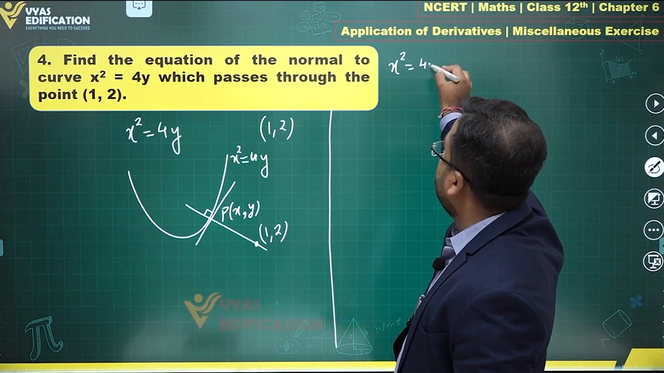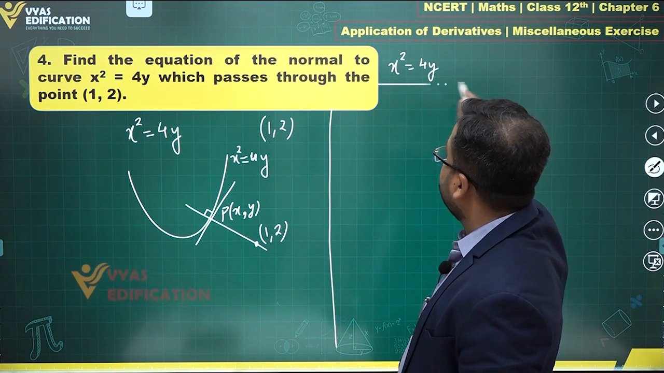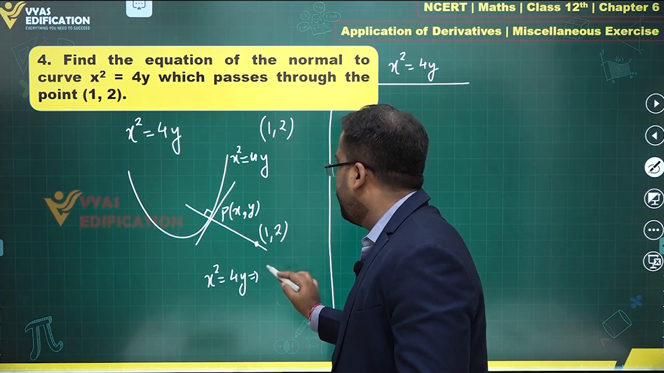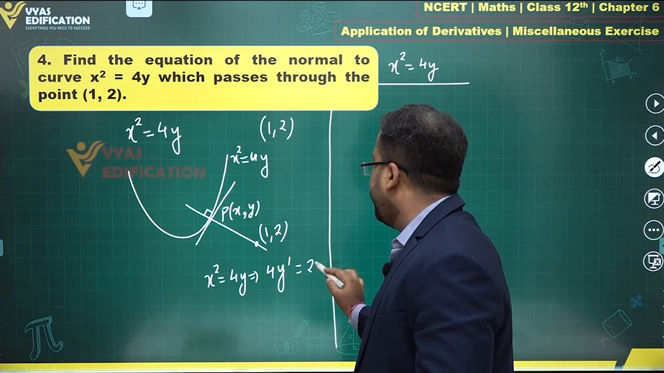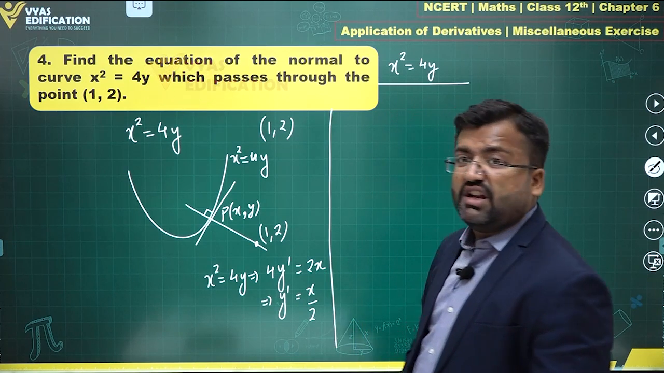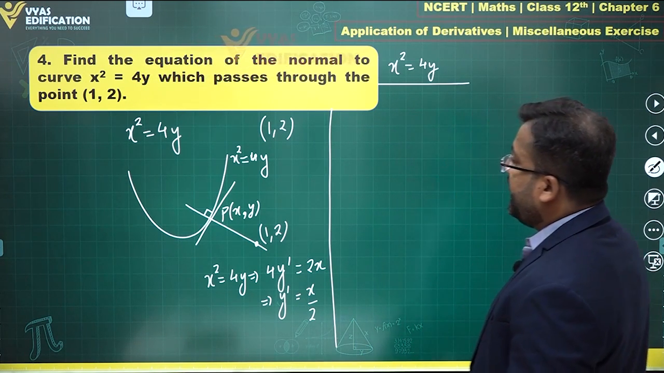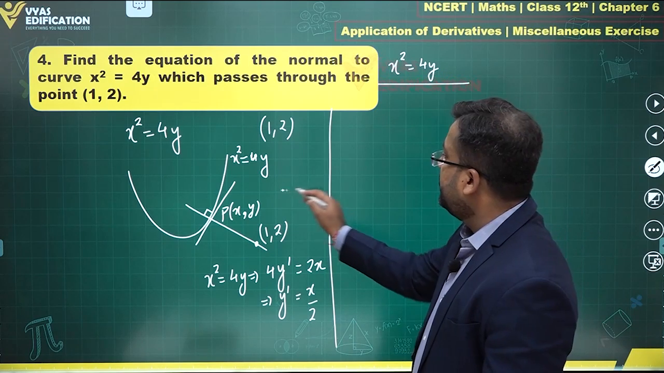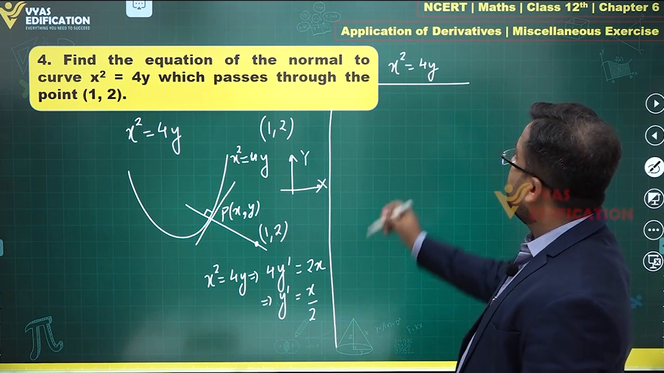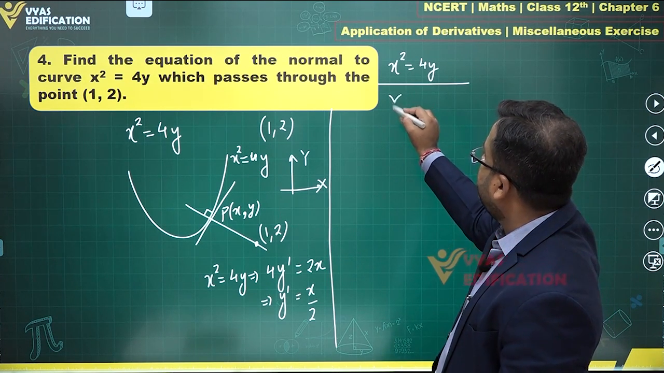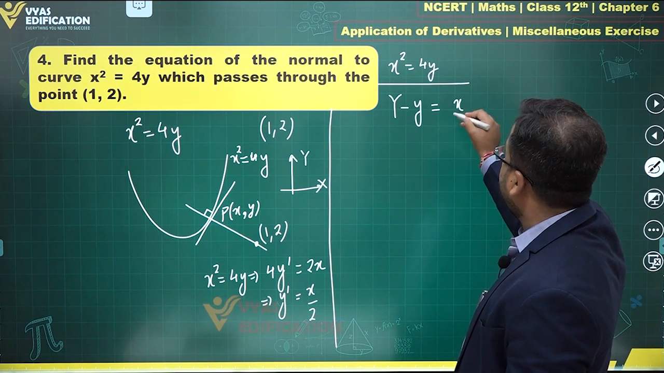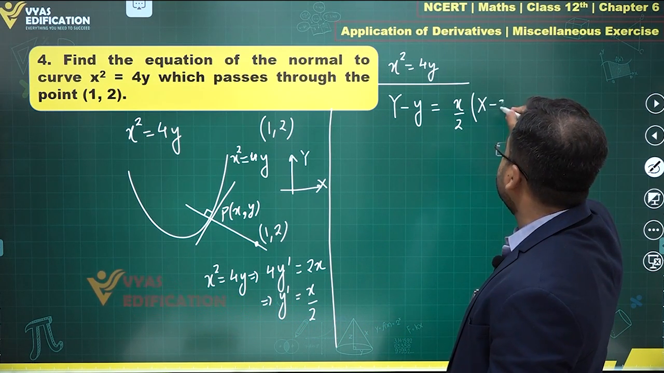So we have one relation between x and y: x square will be equal to 4y. We can also differentiate x square is equal to 4y to give us 4y prime is equal to 2x, which tells me that the slope y prime will be equal to x by 2. This is something that we know. The equation for this point will be capital Y minus y1 is equal to slope, which is x by 2, times capital X minus x1.